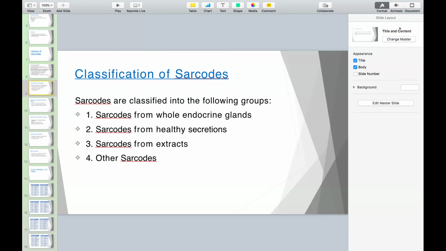Those prepared from healthy secretions are the physiological secretions, mostly hormonal secretions like adrenalinum, insulinum, estrogen, and progesterone. All of these are physiological secretions. Next.